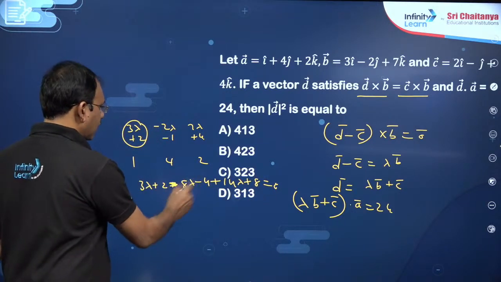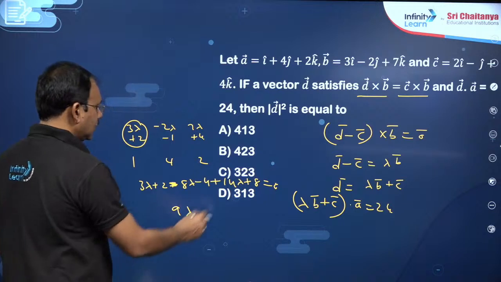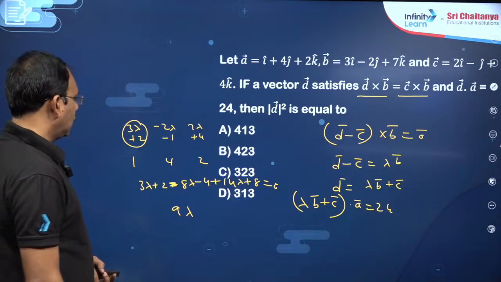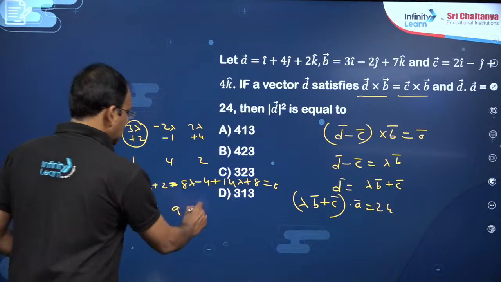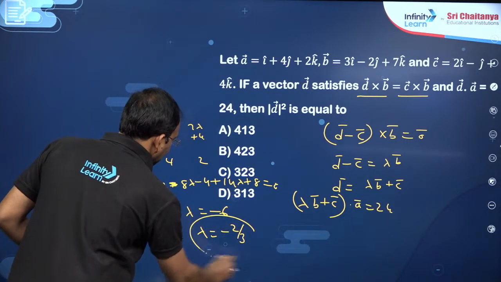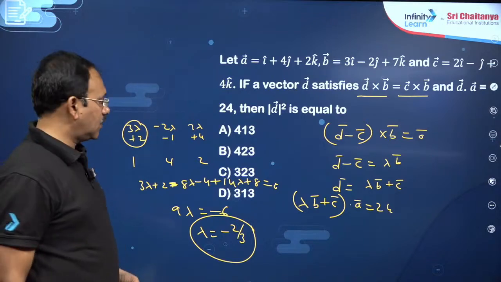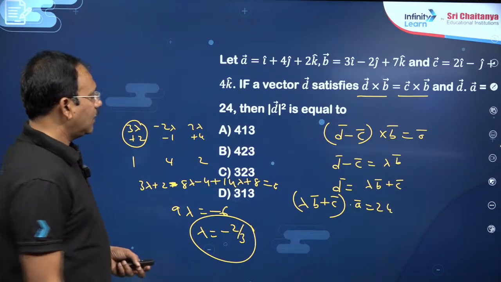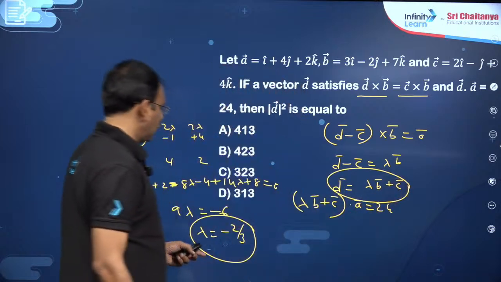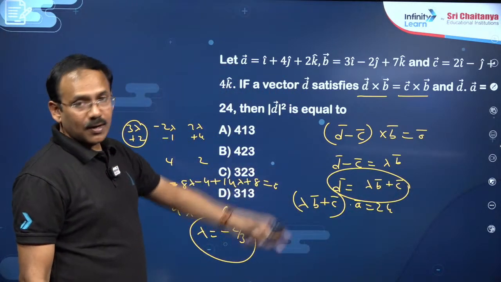So, this is minus 5, 9 lambda. This is going to be 8 plus 2, 10 minus 4 is 6, equal to minus 6. Lambda will become minus 2 by 3. Once you know lambda, D bar you can find, my dear friends. D bar is known to you: minus 2 by 3 into B bar plus C bar.